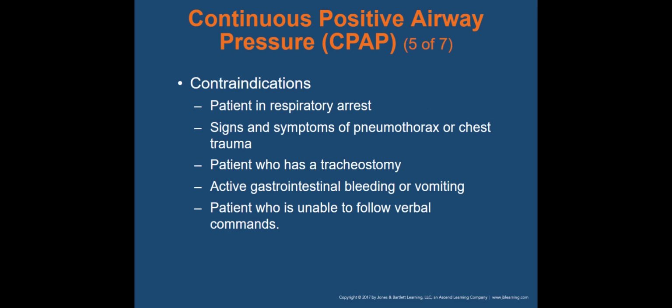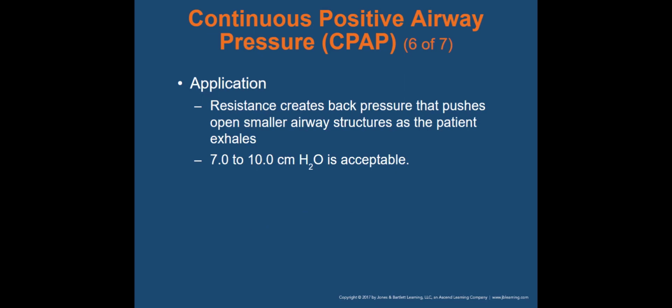Contraindications are a patient that is in respiratory arrest. No, we cannot apply this to a cardiac arrest patient in order to control airway and provide ventilations. Signs and symptoms of pneumothorax or chest trauma are also a contraindication. Patients who have a tracheostomy, contraindication. Active GI bleeding or vomiting. A patient who's unable to follow verbal commands. And always reassess the patient for signs of deterioration, respiratory failure, and/or lowering blood pressure.